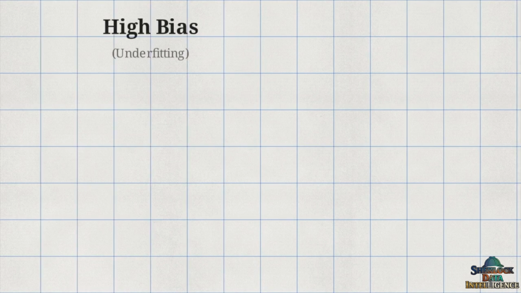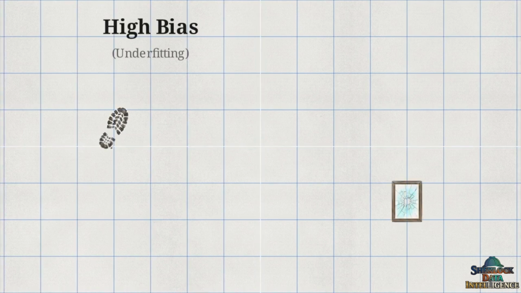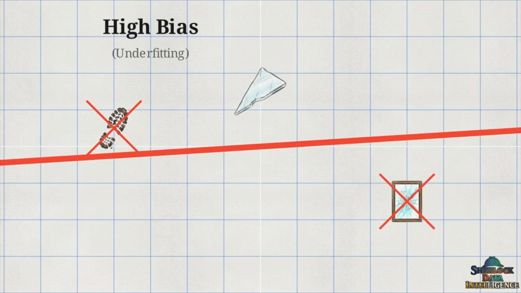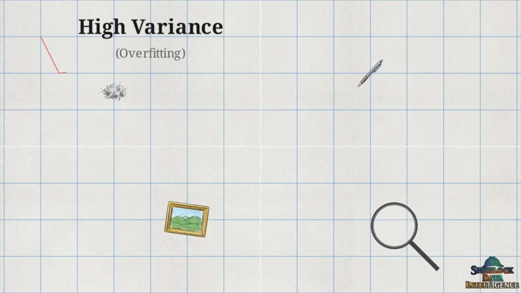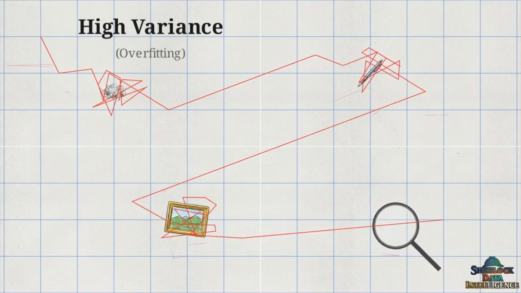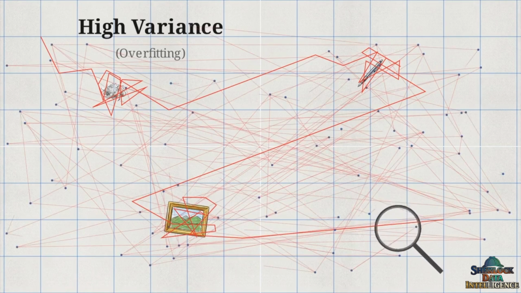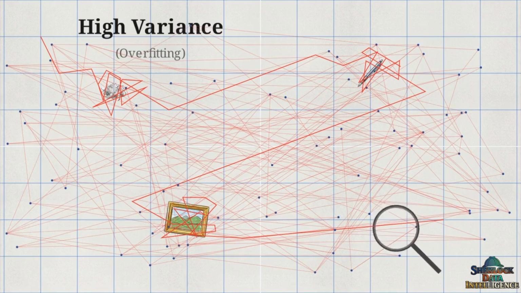Imagine an investigator who walks into a crime scene and decides it's a standard robbery. They ignore the muddy footprints. They ignore the shattered window. They have a strict, rigid idea of crimes and force every clue to fit. Now imagine the opposite investigator, one who obsesses over a tiny speck of dust, a dropped pen, a slightly crooked painting. They connect every random detail, building a wild conspiracy theory just for this one room.